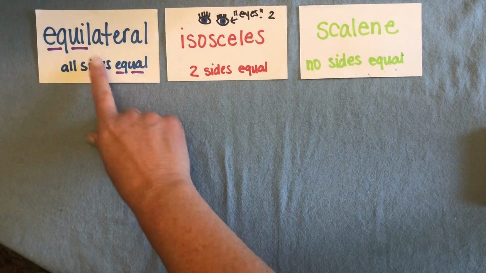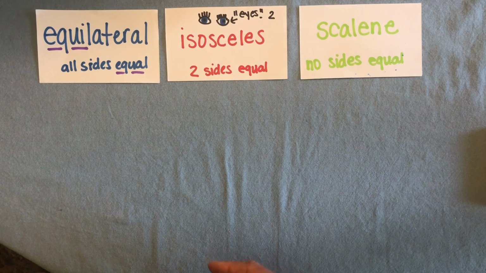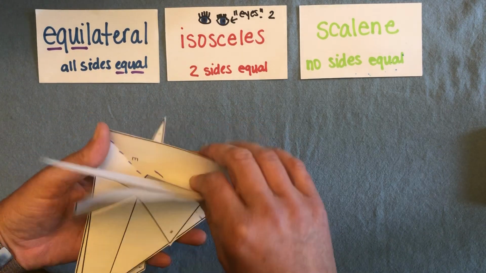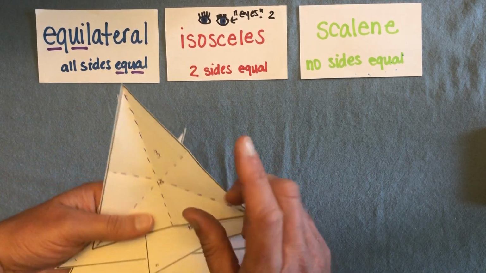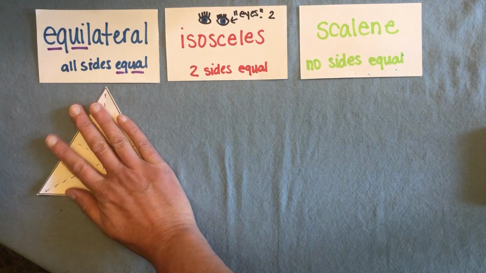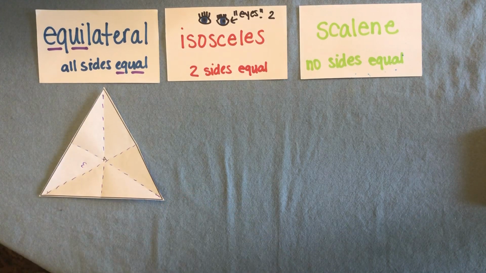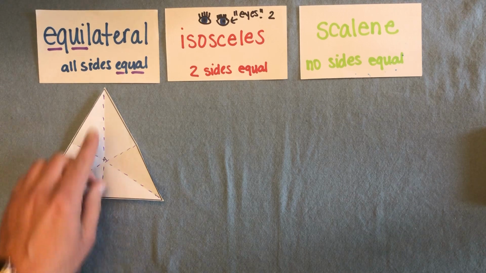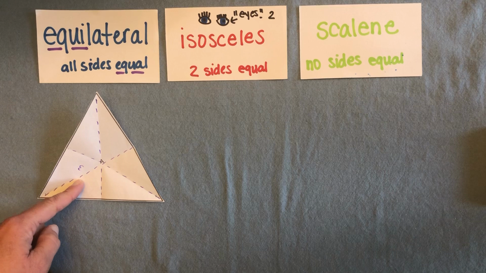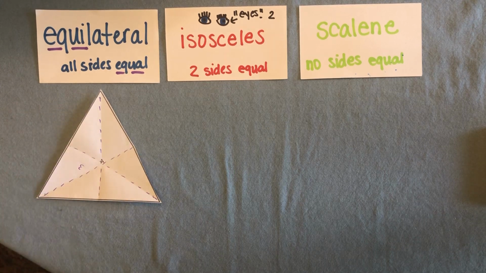Now that I've got my labels and I've got my triangles, I'm going to see if I can sort them. So the first one I'm looking for are equilateral triangles. All sides are equal. Well, as I look through my triangles, I know the only one that really fit that description was triangle A. All sides were equal. Now the cool thing about triangle A that we noticed is that it has 3 lines of symmetry, and it's got 3 sides, and all of those sides are equal. Well, guess what?